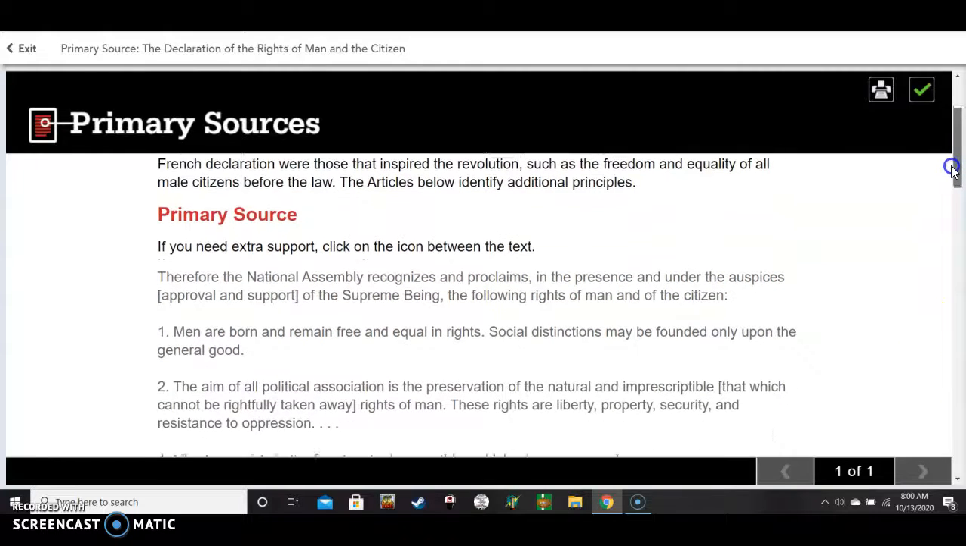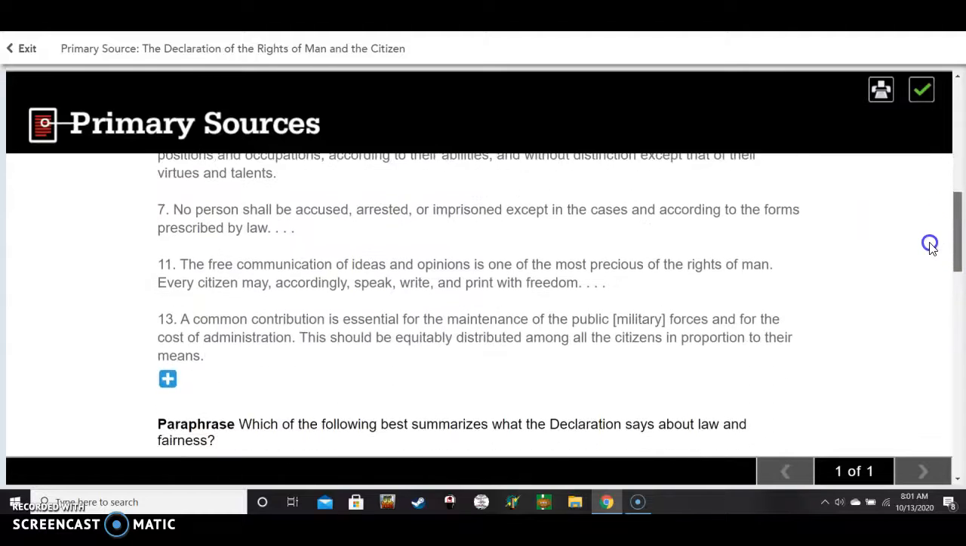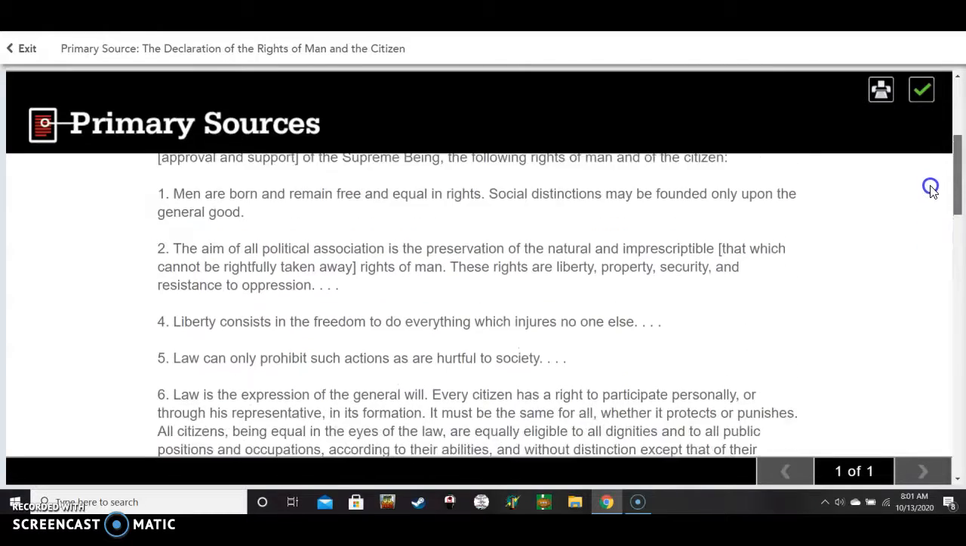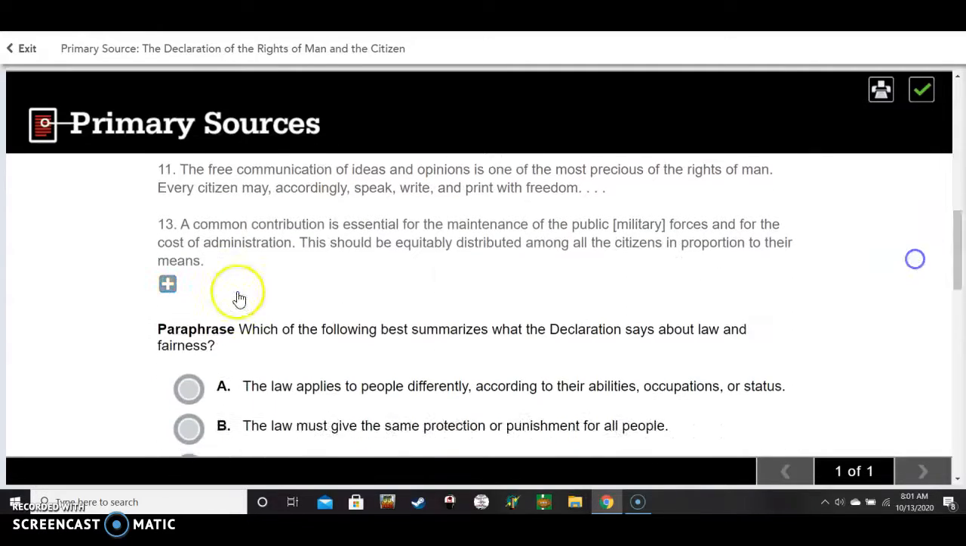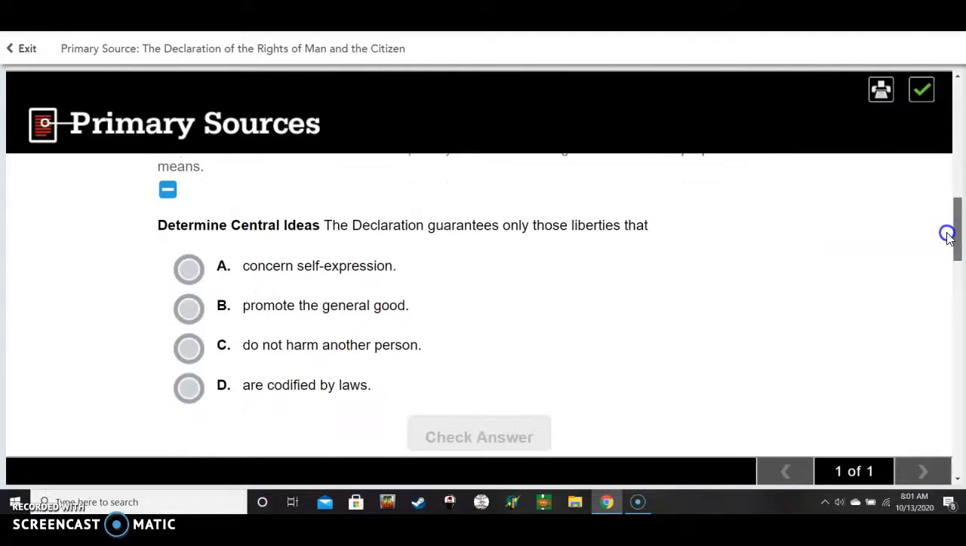There are a number of citations directly from the document, such as "men are born and remain free and equal in rights. Social distinctions may only be founded upon the general good." And these are direct quotes from the document. And you have a few of them listed, about 10 listed. You can click on here, and it will go ahead and give you some questions to answer.